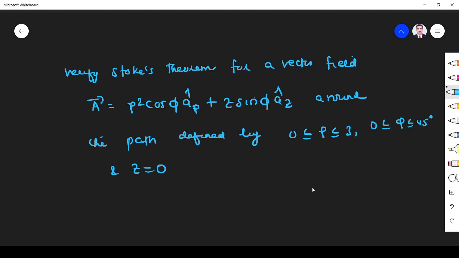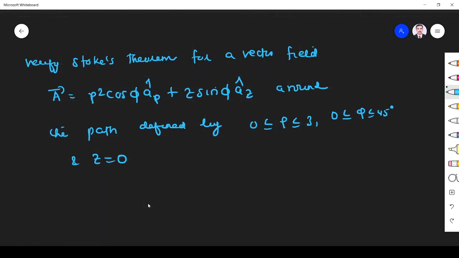Verify Stokes theorem for a vector field A equal to rho squared cos phi a rho plus z sin phi a z, around the path defined by rho varying from 0 to 3, phi varying from 0 to 45 degrees, and z equal to 0. So first we have to draw the path, then only we can come to a conclusion, right?